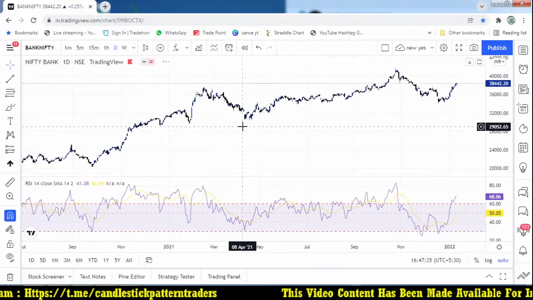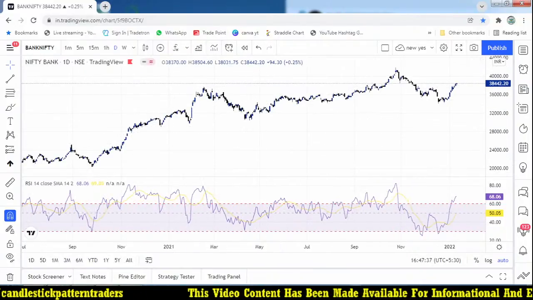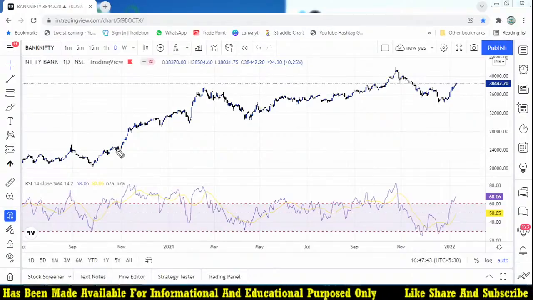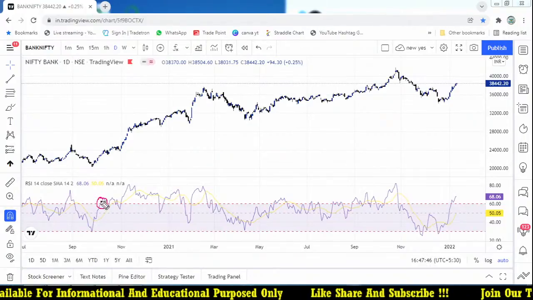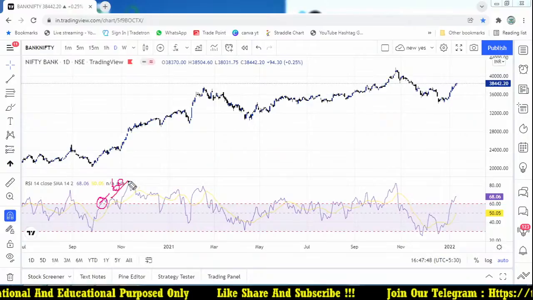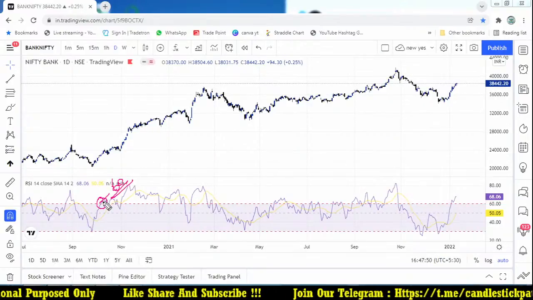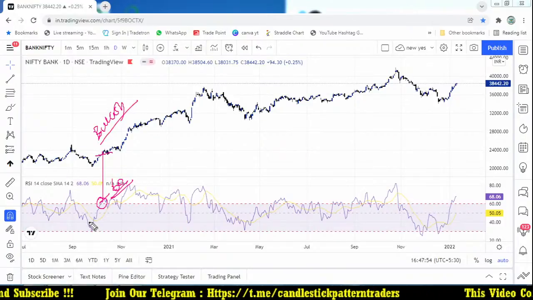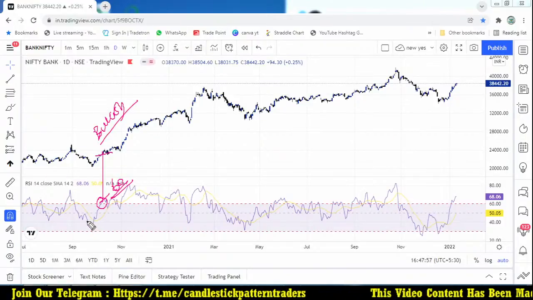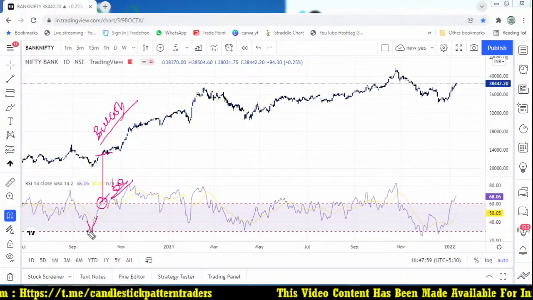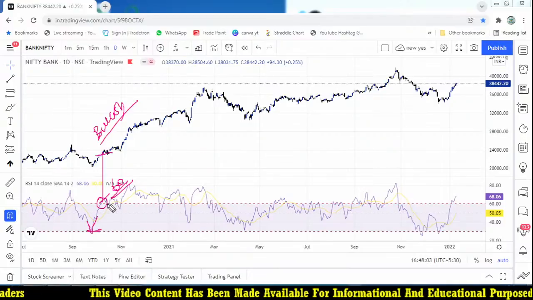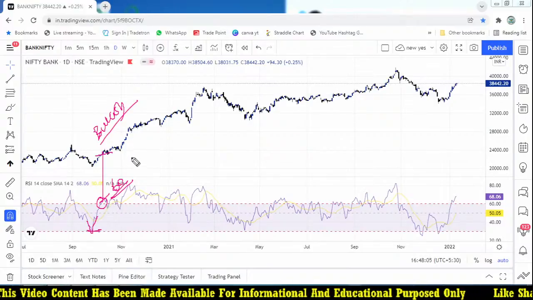Can anyone tell where I get the first chance for a buy opportunity based on the RSI? If you don't know, can you see? This is the first time the RSI crosses above 60. So here I'm thinking bullish, because previously the RSI touched below and bounced back. It went below and then bounced back to 70, 60. That is a perfect bullish signal.